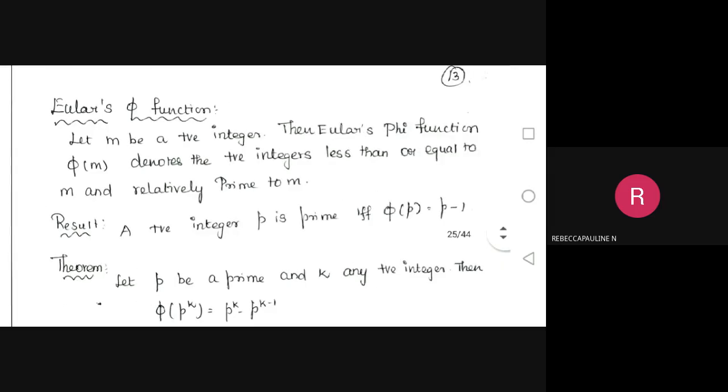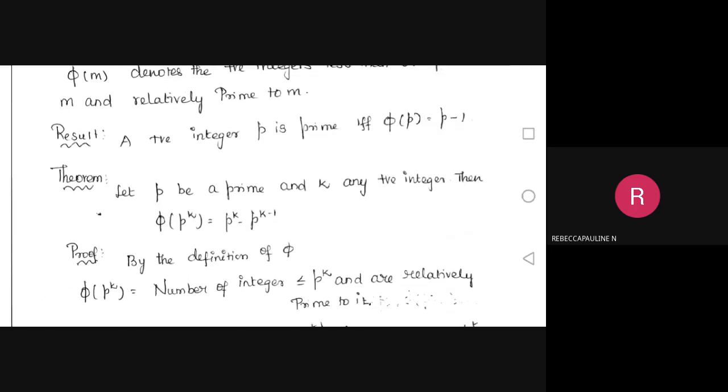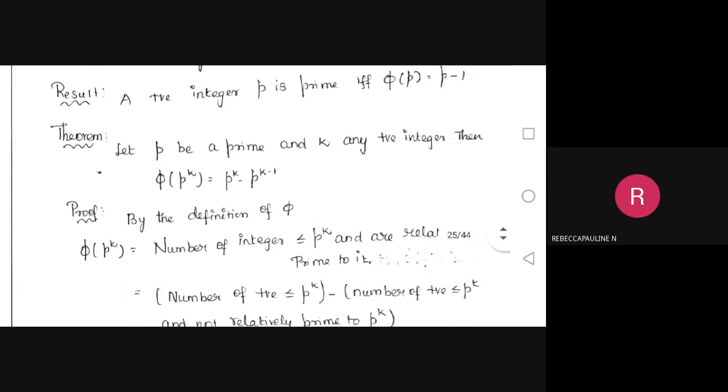Now look at the definition of Euler's phi function. Phi of m denotes the positive integers less than or equal to m and relatively prime to m. Next, an important theorem. Let p be a prime and k be any positive integer, then phi of p power k is equal to p power k minus p power k minus 1.